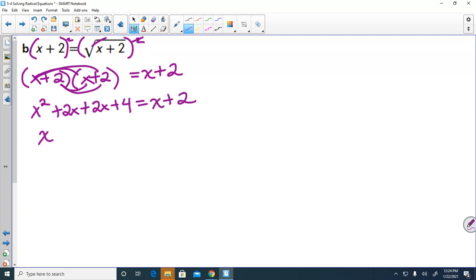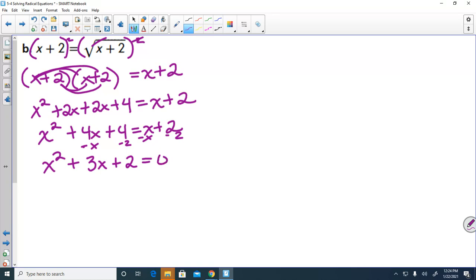If I combine like terms on the left, x squared plus 4x plus 4 equals x plus 2. I can subtract the x on both sides. X squared plus, I'm minusing x. I'm going to subtract the 2. So x squared plus 3x plus 2 equals 0. Now let's try to factor.